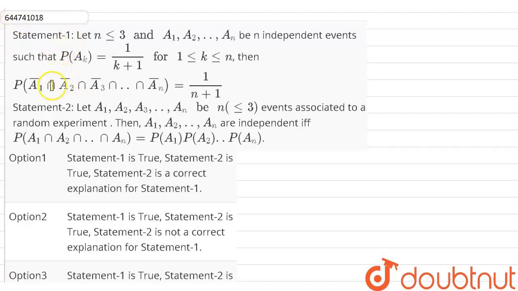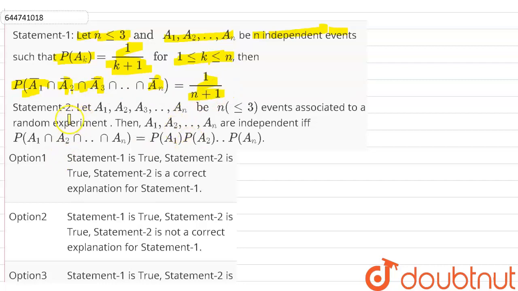Hello everyone. So here we have a question. We have two statements. First statement says that let n be less than or equal to 3, and A1, A2, A3, and so on up to An be n independent events such that P(Ak) is given by 1 over k plus 1 for k between 1 and n. Then P(A1 complement intersection A2 complement intersection A3 complement intersection and so on) equals 1 over n plus 1.